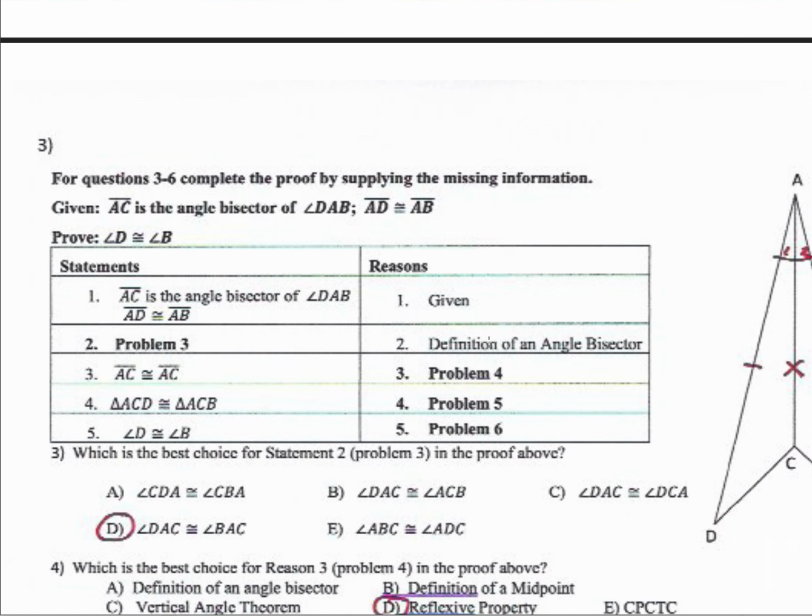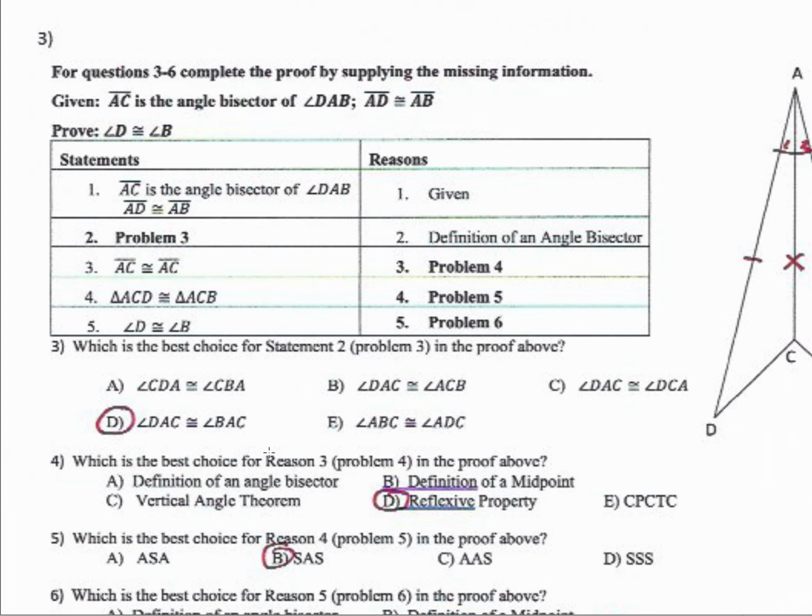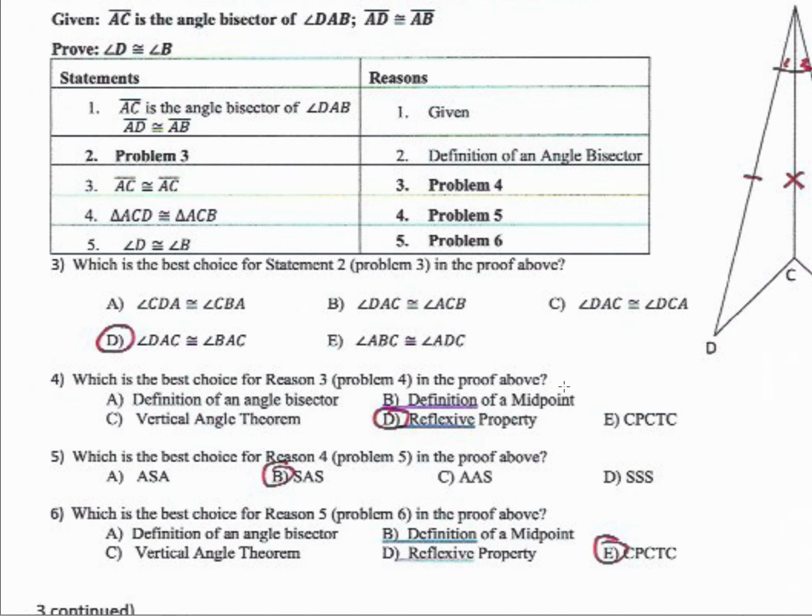Okay, next up, trying to get these proofs together here. Sorry that part of the diagram is missing. Bottom line is these angles up top are going to be congruent by an angle bisector. So the angles up top are angle DAC and angle BAC. Then, step number 3, what's the reason that AC is congruent to AC? Well, anything equals itself by reflexive, so that's choice D, the reflexive property.